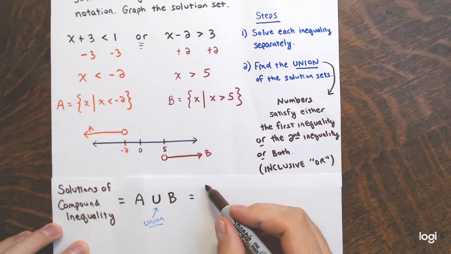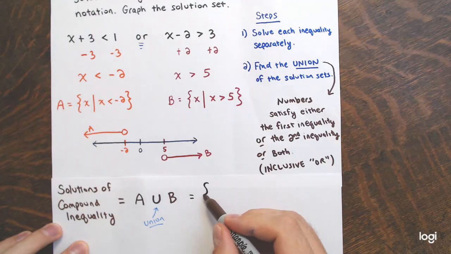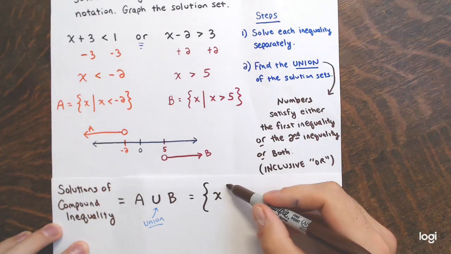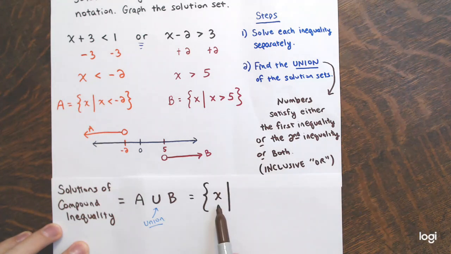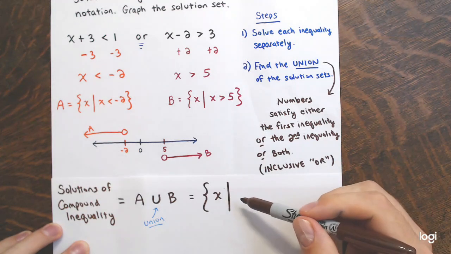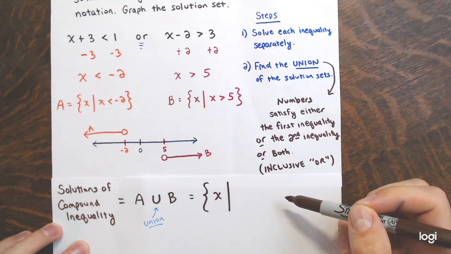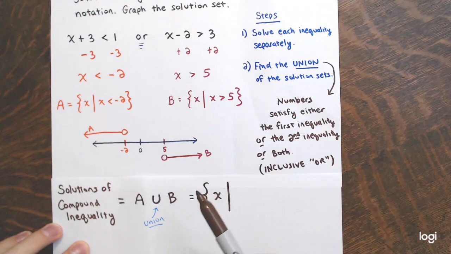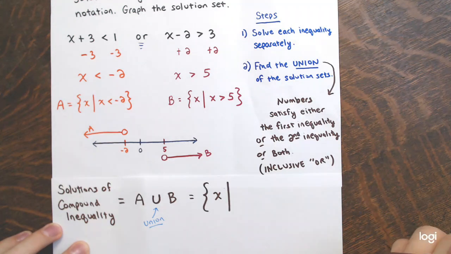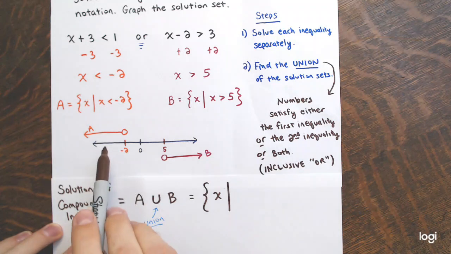I'll write it here in that set builder notation. So it's the set of all values of x such that, little bar, or a colon here, a little double dot, 2 dots. And then after the bar, the description of the solutions. So remember, to be in the union of A and B, I'm either going to be in A or in B or both. Let's look at my picture.